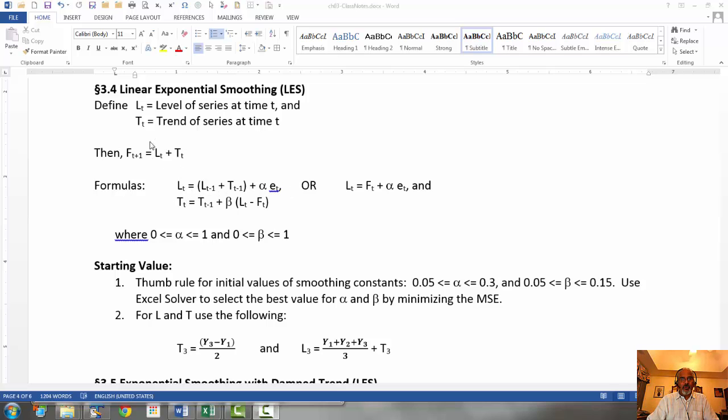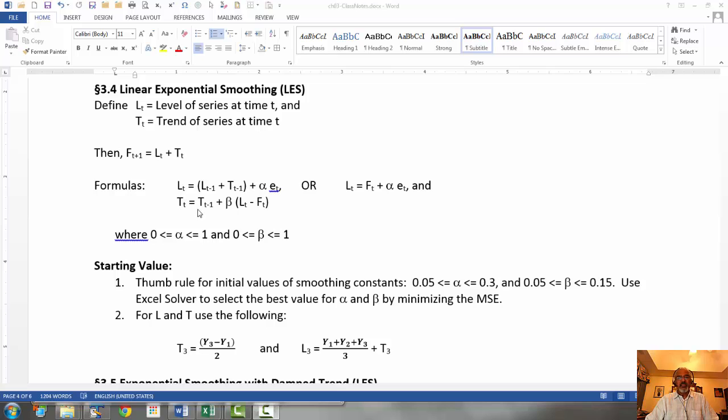So the formula for smoothing L sub t is L sub t minus 1 plus T sub t minus 1. So that's the forecast for period t. So that part is F sub t. So F sub t plus alpha times part of the error. So this is the same formula as the simple exponential smoothing. So the L part is the same as before, but in addition we have the trend part.